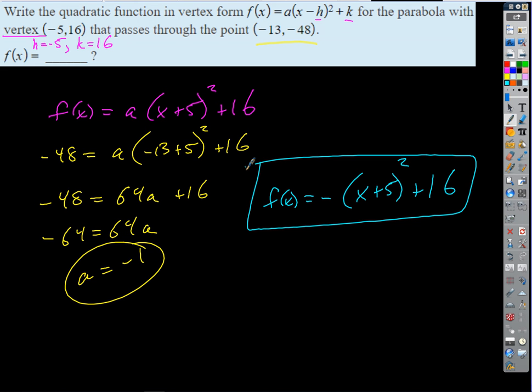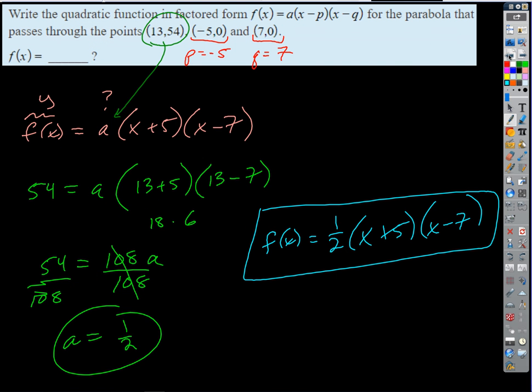No big deal, right? Those are easy to do because we picked convenient forms of the quadratic function where the points directly gave us parameters. Like in this case, the vertex directly gave us h and k. In this case, giving us the x-intercepts told us p and q without doing any work at all. Okay?